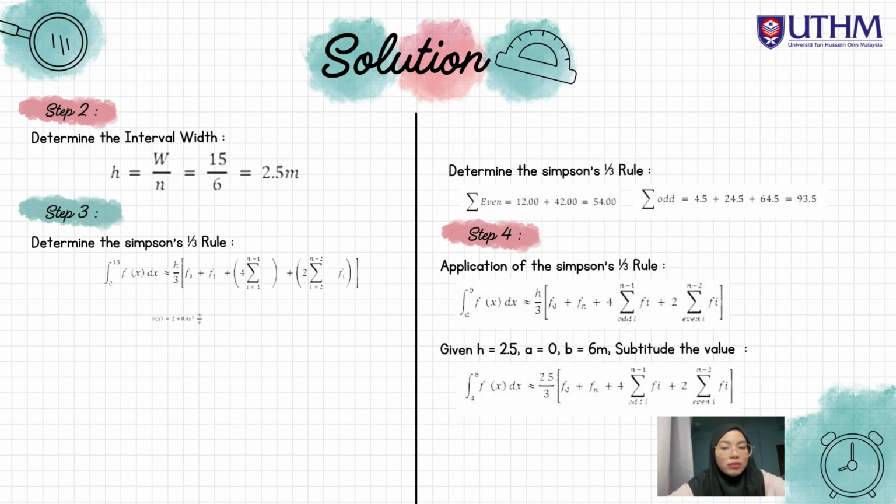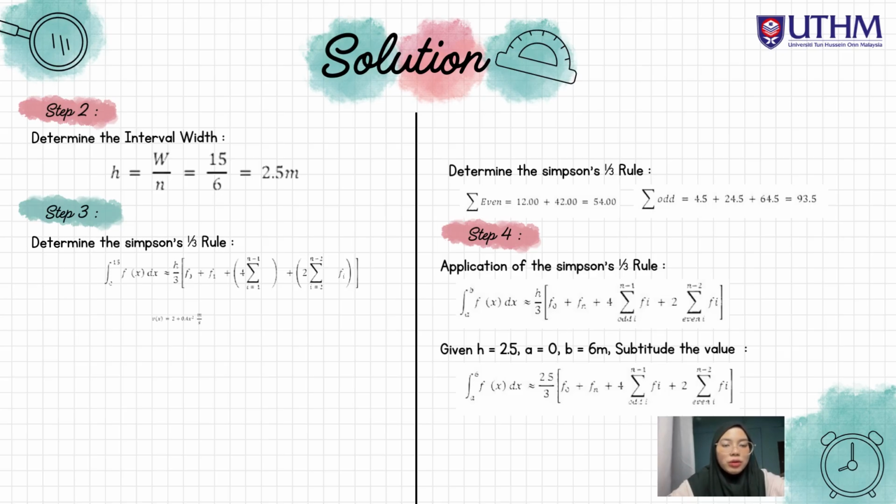So the integral from 0 to 15 of f(x) dx is approximately equal to h over 3 times open bracket f0 plus fn plus 4 times the sum from i equals 1 to n minus 1 of fi plus 2 times the sum from i equals 2 to n minus 2 of fi close bracket. Next, we use the schedule to find the odd and even by using Vx equal to 2 plus 0.4 x squared.